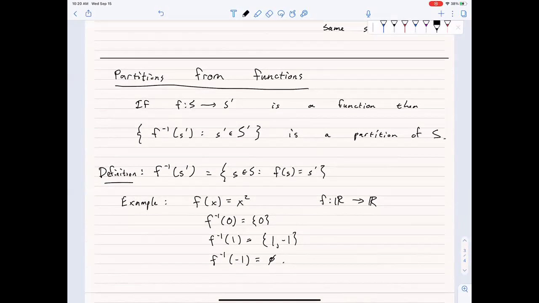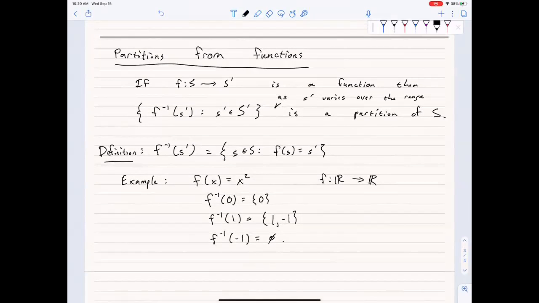So I should have said something here. I didn't say it correctly. Here I need, for all, as S prime ranges or varies over the range. I'm sorry, I didn't write this down. This is a mistake. I don't want the empty set living in my partition. Sorry, that was an oversight.